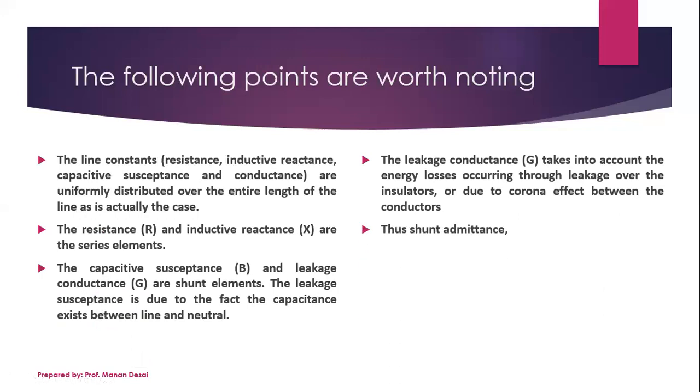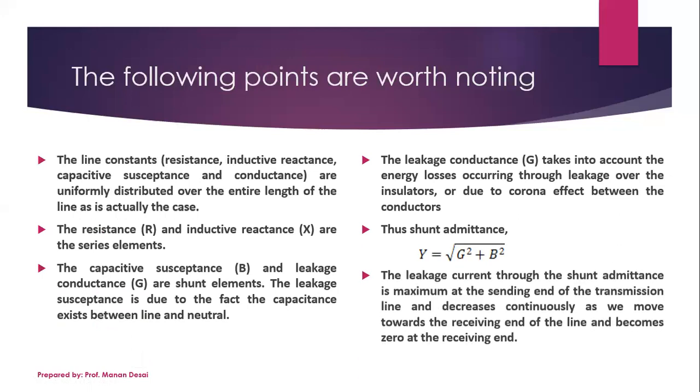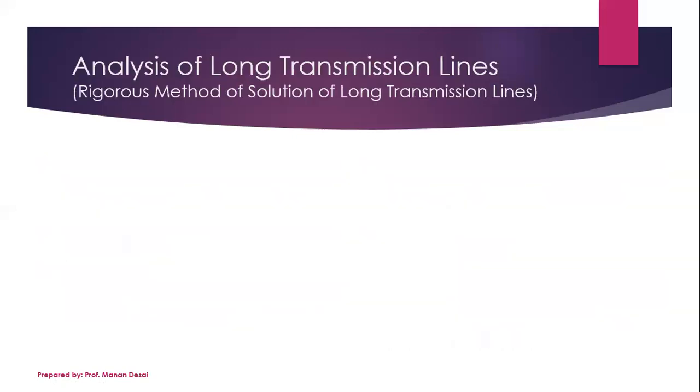So now we can calculate the shunt admittance. As you see in the basics, y is equal to under root g square plus b square. The leakage current through the shunt admittance is maximum at the sending end of the transmission line and decreases continuously as we move towards the receiving end of the line, and becomes zero at the receiving end.